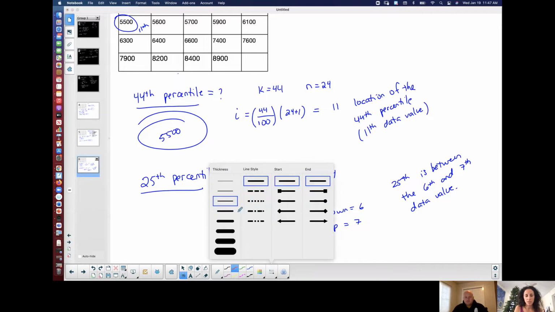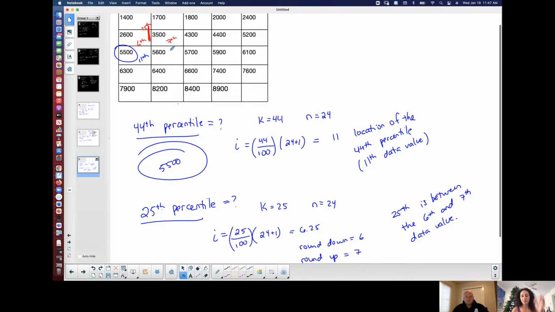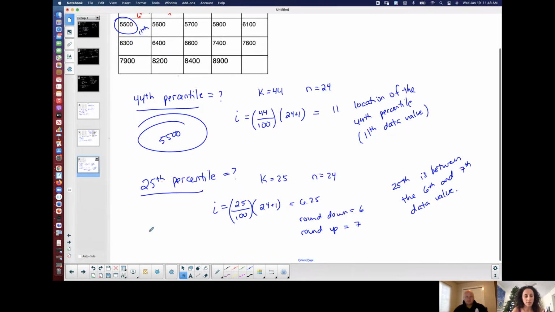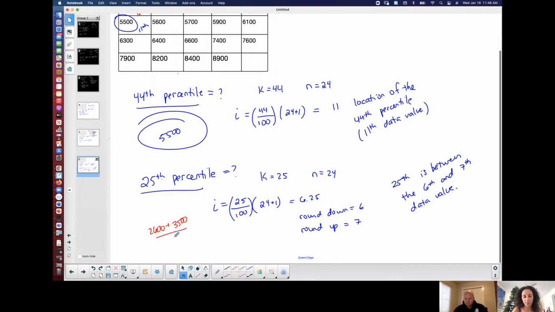So let's use red. Let's go back to my data set. 1, 2, 3, 4, 5, 6. So this is my 6th data value, and this is my 7th. So in between these two is my 25th percentile. Now, obviously I have to go in between two numbers again. So if I want to get the exact value in between two numbers, I have to add them and divide them by 2. Anytime I want to find the middle between two numbers, I have to add the two numbers and divide by 2. So 2,600 plus 3,500, it's like you take the average of the two numbers.